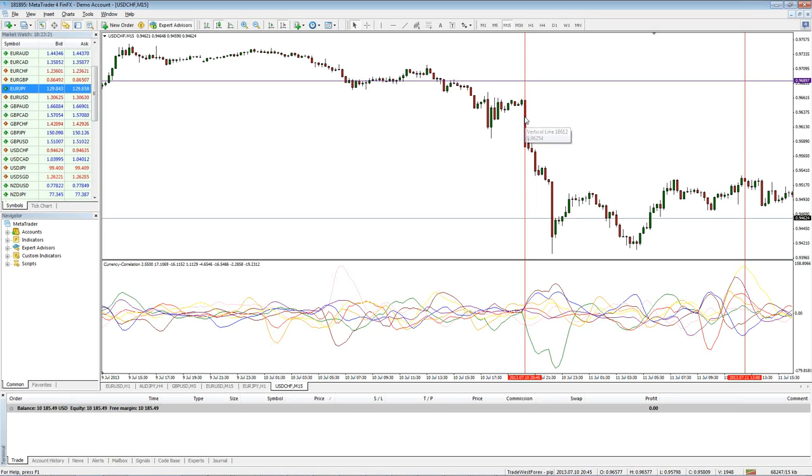So there's lots of options here. This is just one way, though. I'm going to show you a few others, how you can use these indicators.